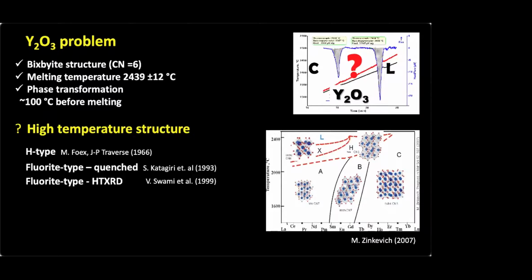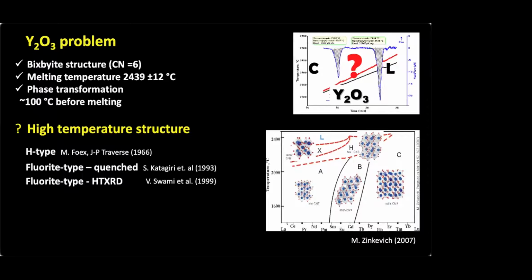Now, Katagiri in Japan reported that he quenched fluorite-type yttrium oxide by laser heating a yttrium oxide rod in an unspecified gas atmosphere. And that report was similarly confirmed in 1999 by Swami, who reported a fluorite-type structure from high-temperature X-ray diffraction measurements.